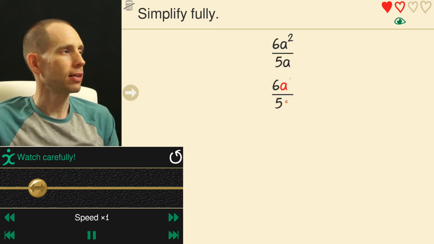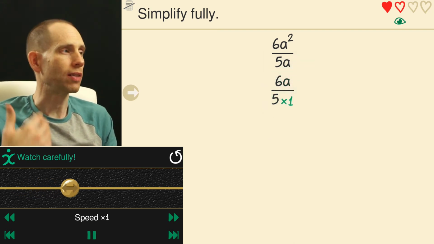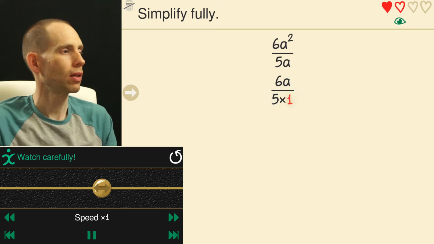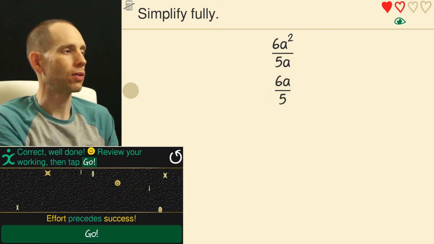Okay, similar again here. An a squared divided by an a will leave me with just an a. And yeah, if I want to skip to the end, I can do that.